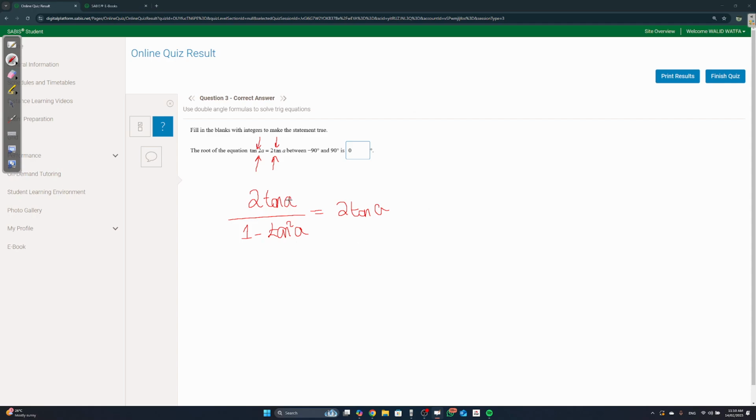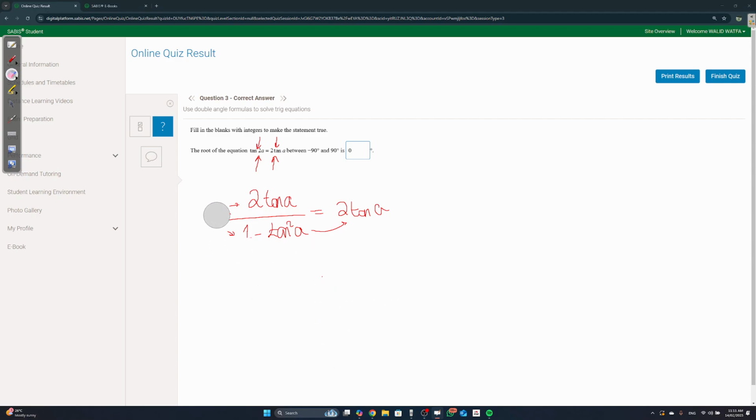Or you can say, 2 tan a divided by something gets me 2 tan a. What is the number that when you divide by it, you get the same number? Obviously 1. So you can solve it in this way. Since I'm dividing 2 tan a by something and still getting 2 tan a, that means that something I'm dividing by is equal to 1. And you can solve this equation and you'll get 0.